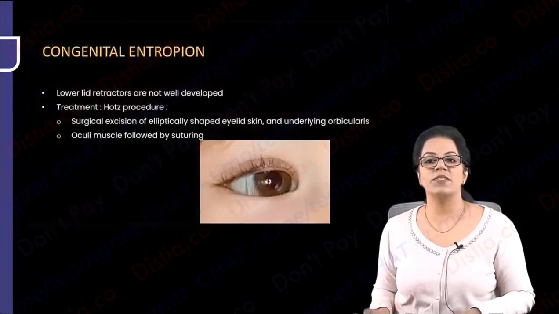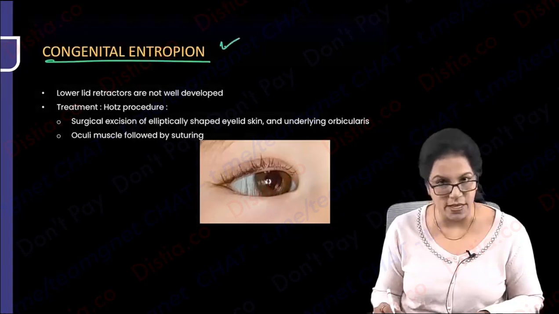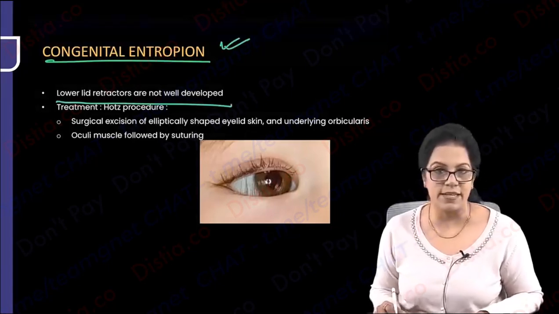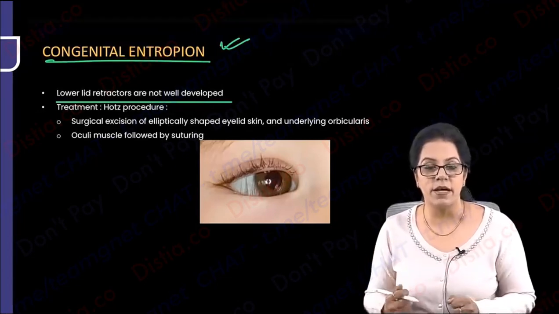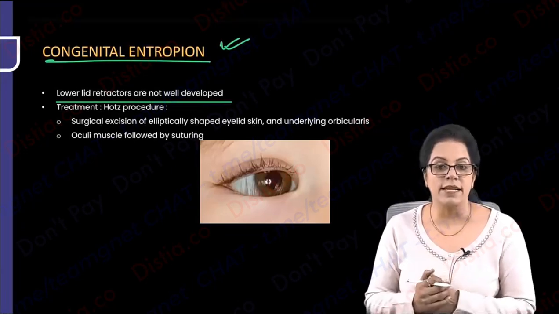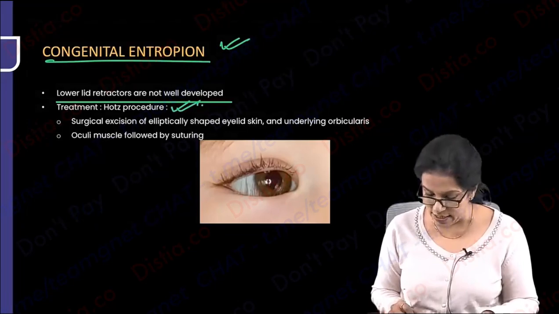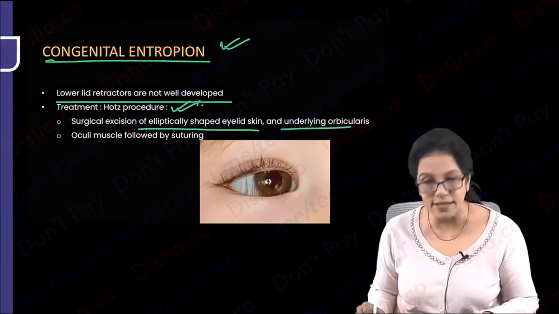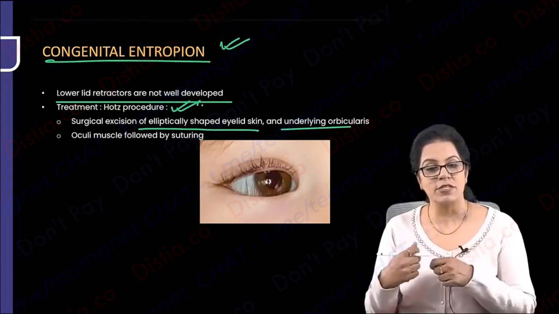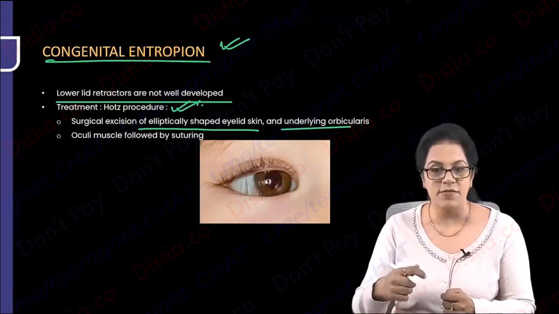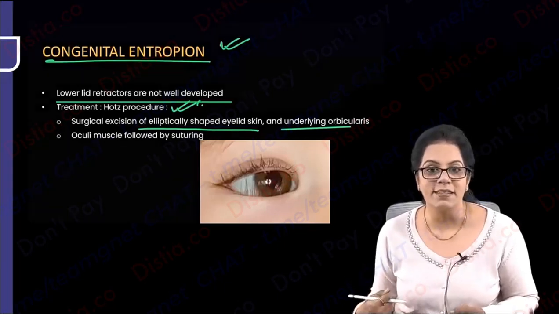Coming to the second type, congenital entropion. When you talk about congenital entropion, what is the cause? Lower lid retractors are not well developed. We just mentioned that. And when lower lid retractors are not well developed, to actually tighten it, what we go for this time is Hort's procedure. We are surgically excising some elliptical part of skin and underlying orbicularis, and later we are giving a plication, or you can say we are suturing the skin with the tarsal plate as well as with the retractors.